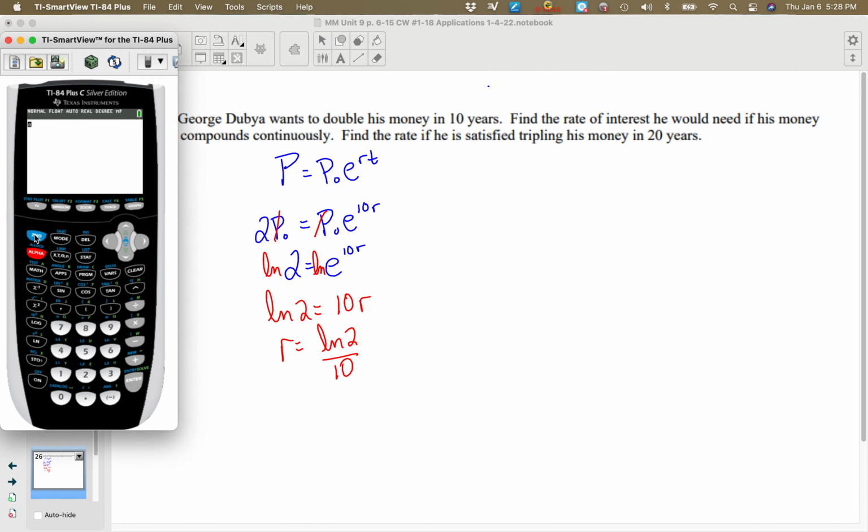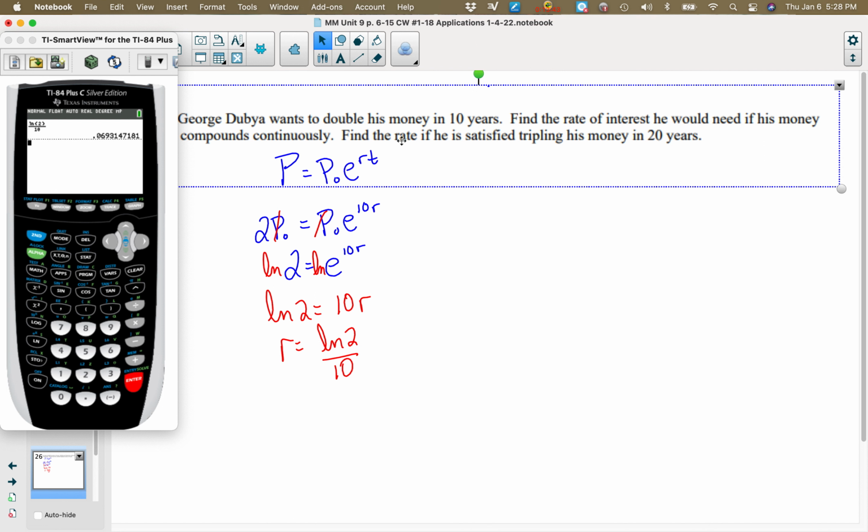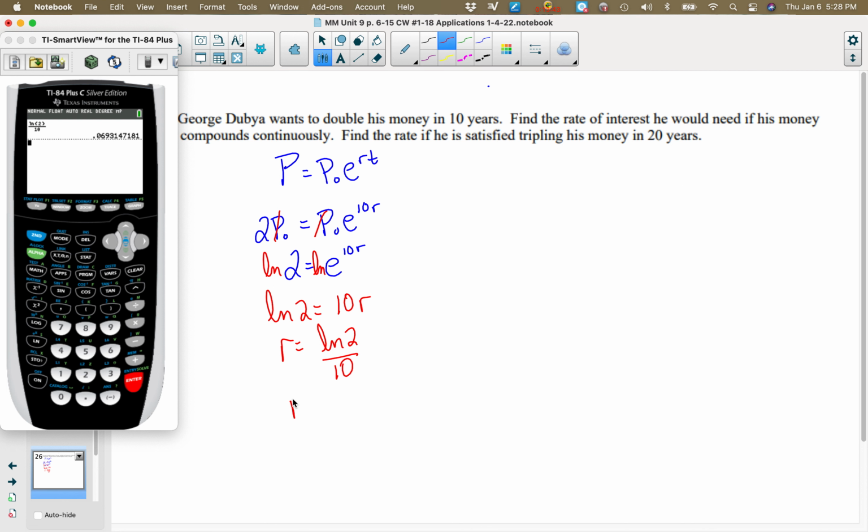So if we take ln2 over 10, we get r is approximately 0.069, which would be about 6.9% would be the rate.